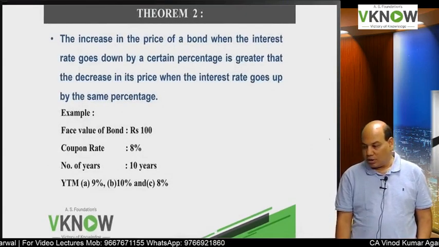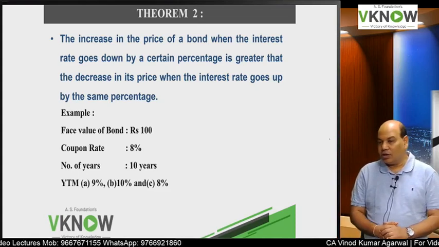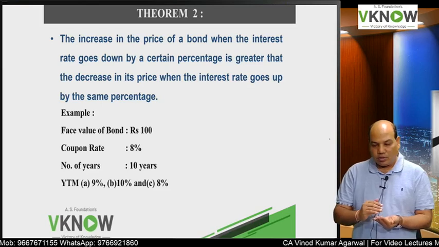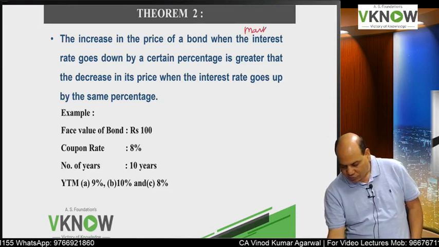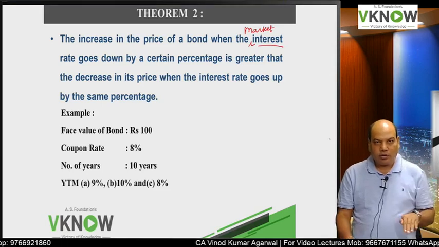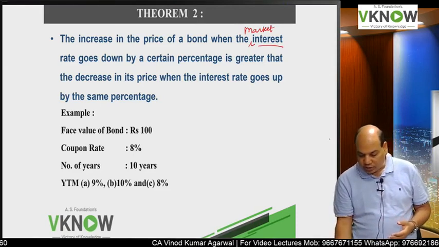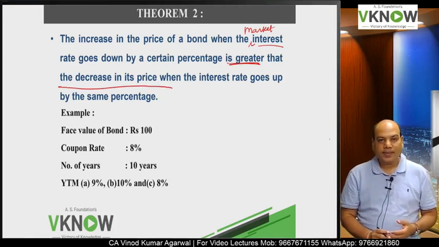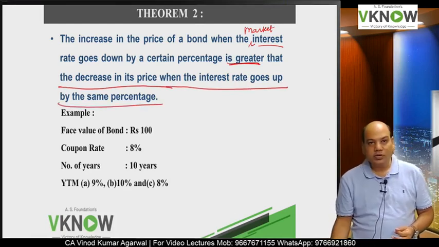Okay, now there is another interesting theorem, theorem 2. The increase in the price of the bond when the interest rate goes down. All of you have seen, when the market interest rate goes down, here interest rate means market interest rate, required rate of return, so when the market rate falls, the bond price will rise by a certain percentage, which is greater than the decrease in its price when the interest rate goes up by the same percentage.